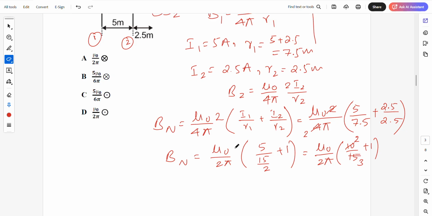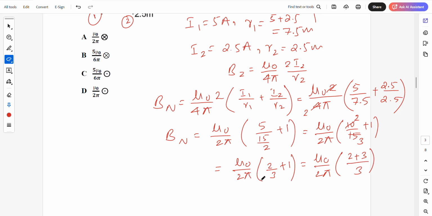That is equal to mu naught by 2 pi into 2 by 3 plus 1. That is mu naught by 2 pi, and I can take 3 as LCM: 2 plus 3, that is 5. So it is 5 mu naught divided by 6 pi, and it will be into the plane of the board, into the plane of the paper, inside.